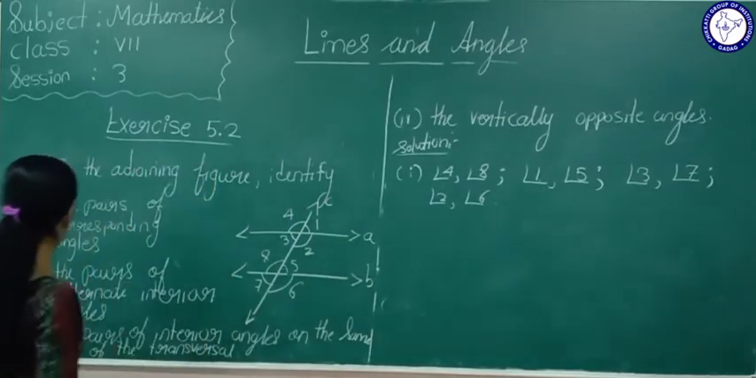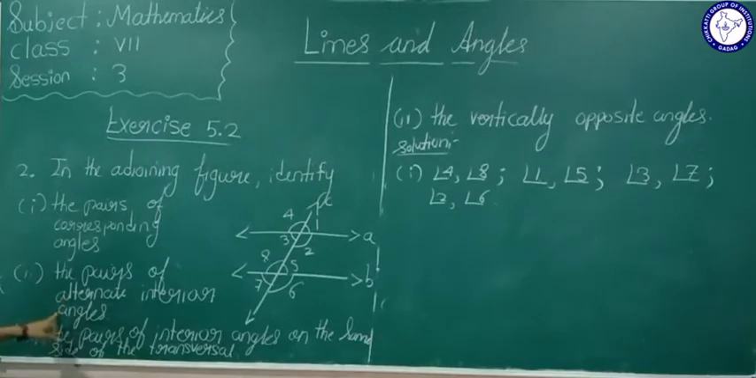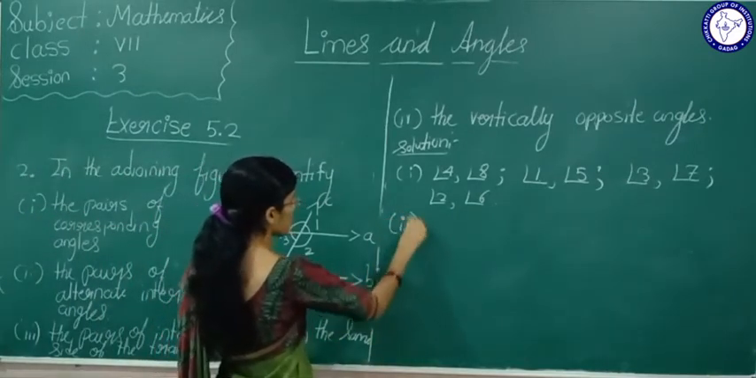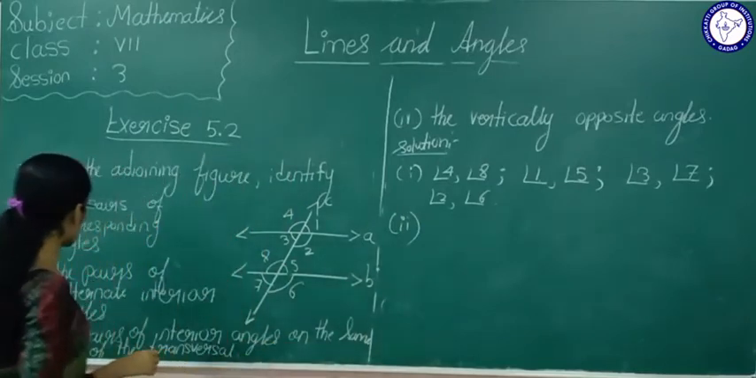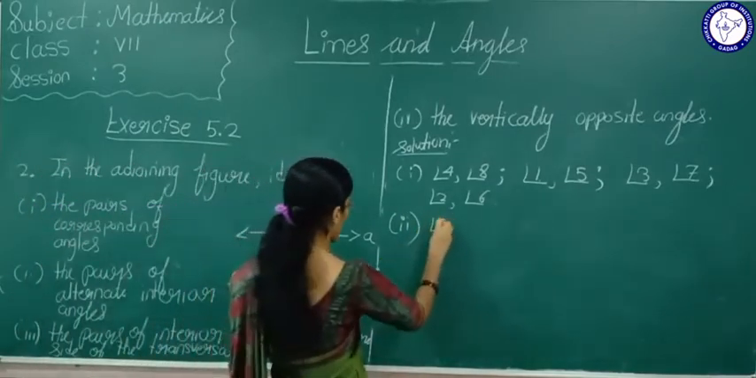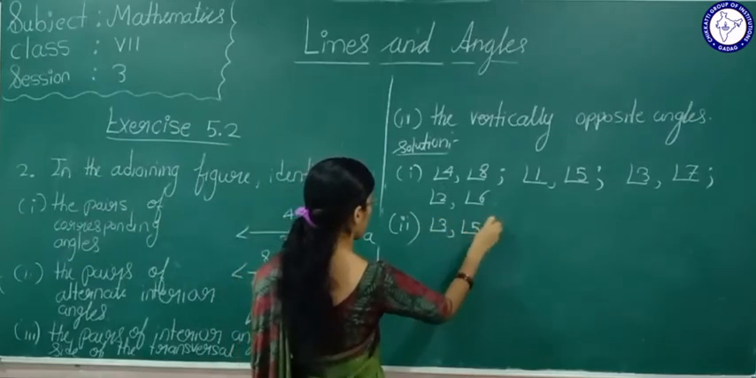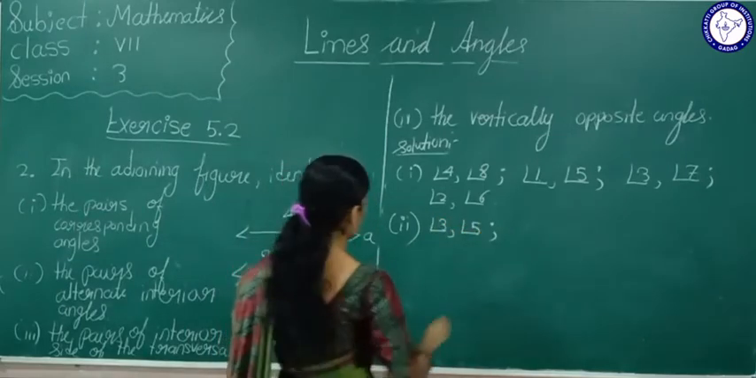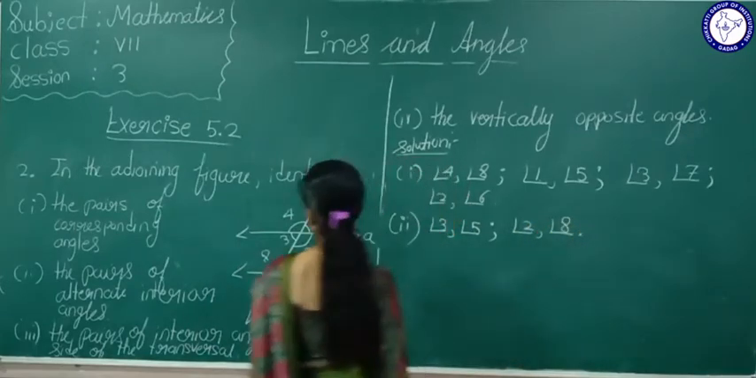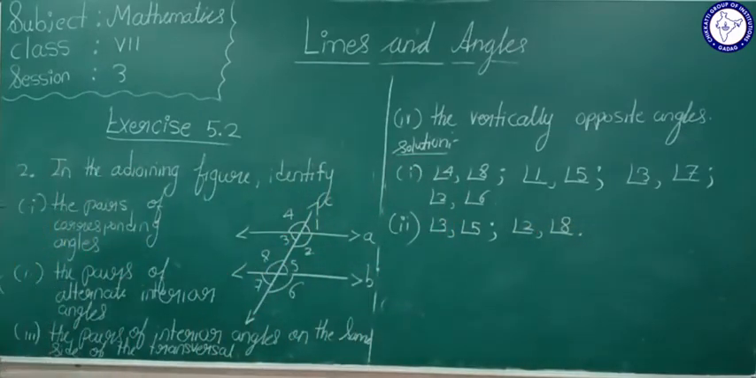Okay. Now the pairs of alternate interior angles. Now tell me students, which are the pairs of alternate interior angles? It is angle 3, angle 5, angle 2, angle 8. These are the pairs of alternate interior angles.